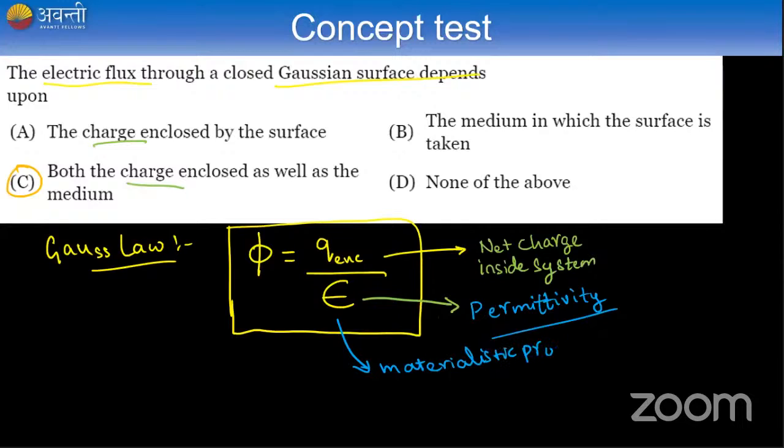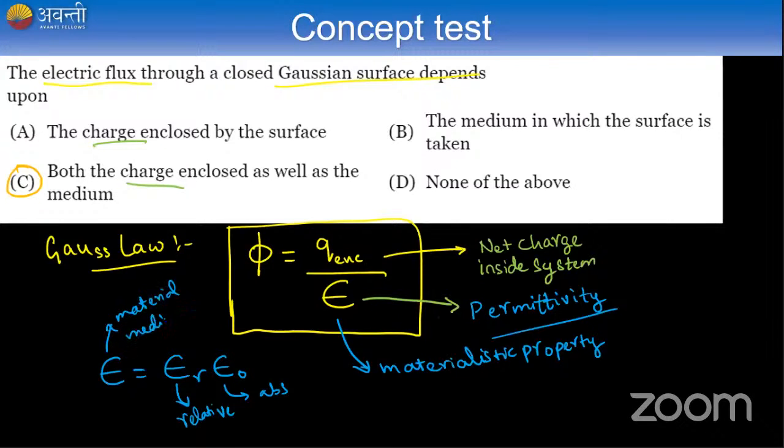So it shows how much a medium opposes the allowance of any charge passing through it. Epsilon is the combination of two terms, epsilon r times epsilon naught, where epsilon naught is absolute permittivity and epsilon r is relative permittivity. So this signifies the material medium. Option C would stand better in this case. My electric flux depends both on charge enclosed as well as the material medium. So option C will be the correct answer.